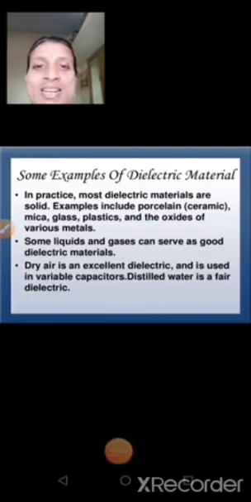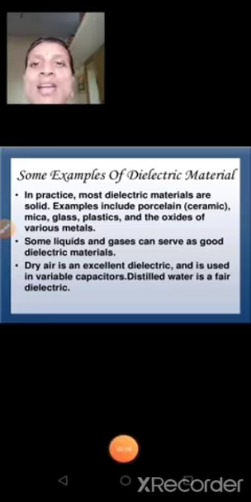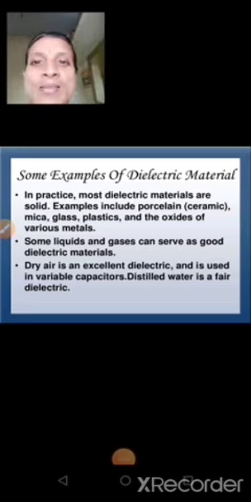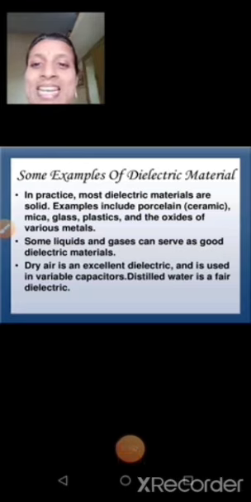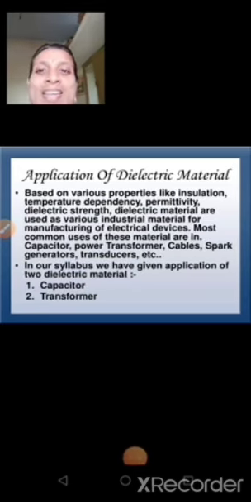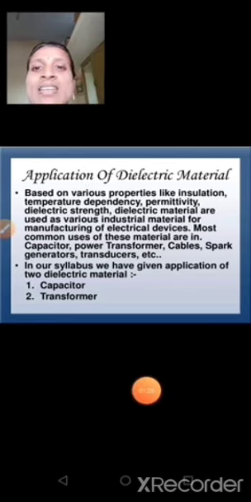Most of the dielectric materials are solids. Examples we already discussed: mica, glass, plastics, and various oxides. Next, do only solids count as dielectrics? No. Dielectrics can be found in solids, liquids and gaseous materials also. Dry air is an excellent dielectric material we use in variable capacitors, and distilled water is also used as a dielectric material. We apply these dielectric materials based upon properties such as temperature dependence and permittivity.